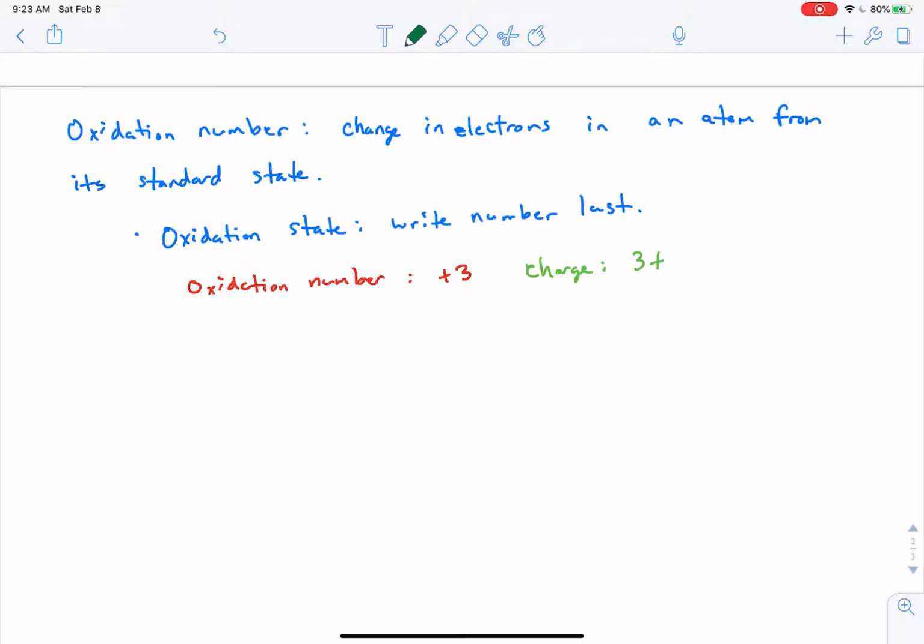What about oxidation number and charge number? Oh, well, okay.